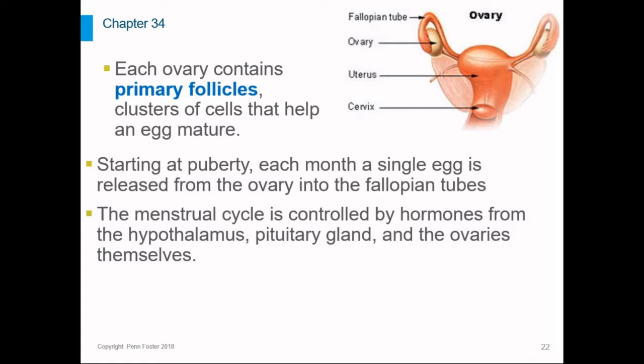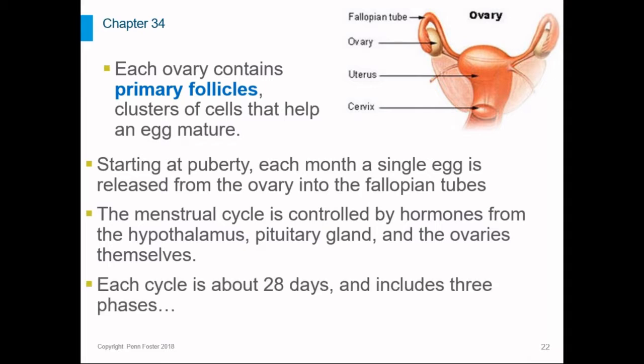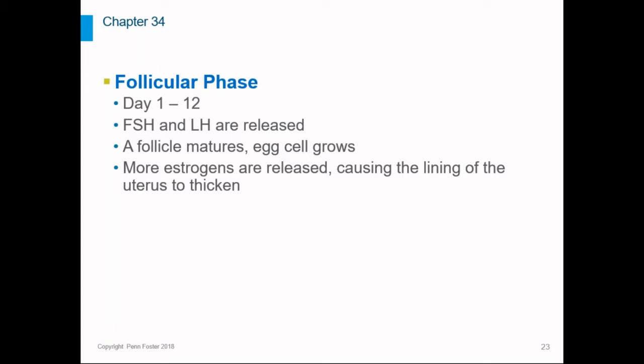The menstrual cycle is controlled by hormones from the hypothalamus, the pituitary gland, and the ovaries themselves. Each cycle, the menstrual cycle, is about 28 days and includes 3 different phases, which we'll talk about. So from days 1 to 12, we're in the follicular phase. And in this phase, the hormones FSH and LH are released. And the main part of this phase is that the follicle around the egg matures and the egg cell grows. More estrogen begins to be released, causing the lining of the uterus to thicken.